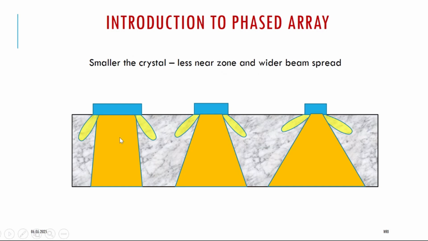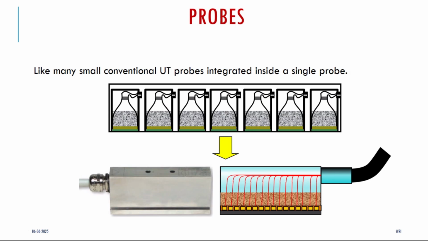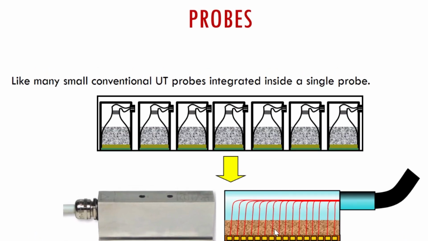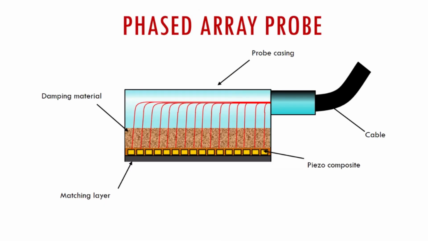A smaller probe gives a wider beam spread compared to the conventional UT probe. The conventional UT probe is very big in size, so the beam spread is very small. In PAUT the probe size is very small, so the beam spread is more, so we can cover more weld area. This is the conventional UT probe, this is a single probe. In PAUT, this is the probe. In the probe, so many crystals are arranged in some manner. This is the PAUT probe.